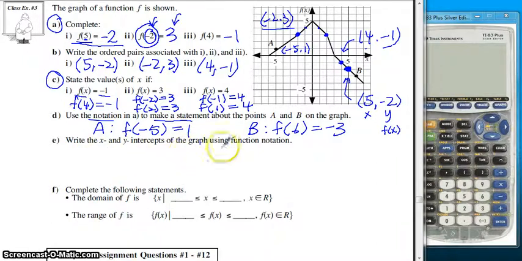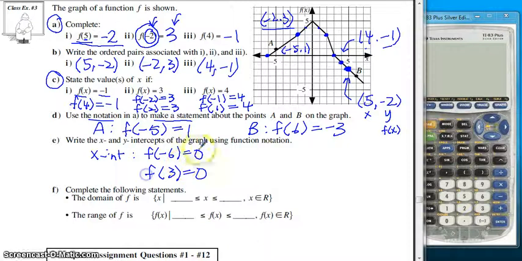Write the x- and y-intercepts using function notation. Remember, the x-intercept is when y is equal to 0. So you look at this graph, where's your x-intercept? There are two x-intercepts, this point and this point. Now they're not equal: one is negative 6, one is 3. So you write it this way: f of negative 6 equal to 0, f of 3 equal to 0. You have two x-intercepts, you see it.